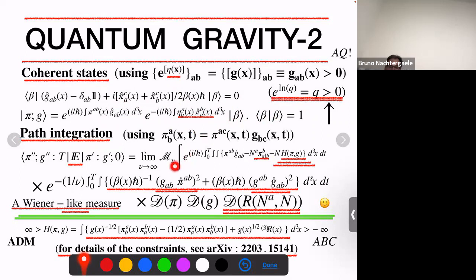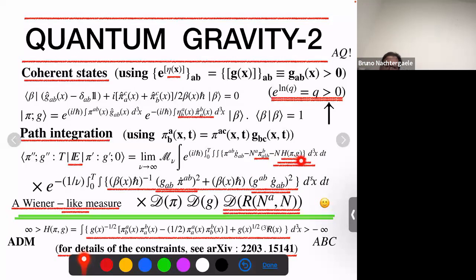Here we have then the path integration using the Lagrange stuff. I'm sorry if I had a lot of that.